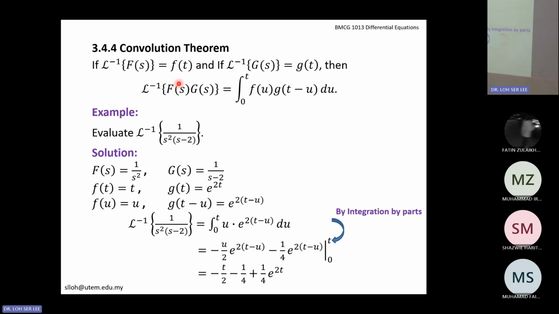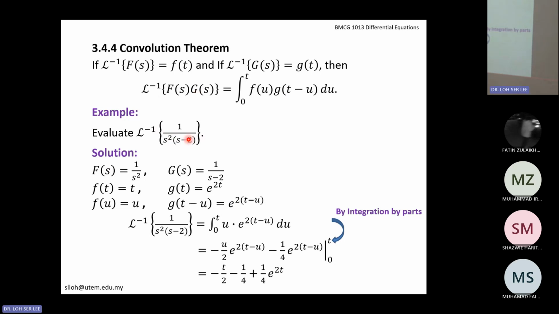We inverse Laplace the f times g. So before you start to integrate, you have to find the inverse Laplace of f and also g, because this is lowercase f, this is lowercase g. So we have to inverse Laplace both of these two separately.